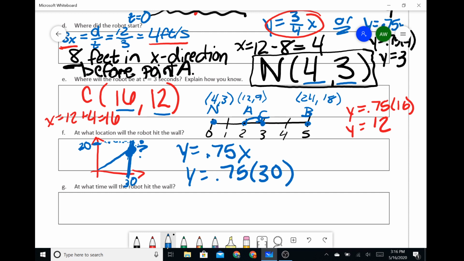Let's do 30 divided by 4 times 3, or you could just do times 0.75, whatever's faster for you. And I get 22.5. So that means that the location where we hit the wall, that question mark right there, I'll just leave that as my notation. That's going to be 30 for x and 22.5 for y.